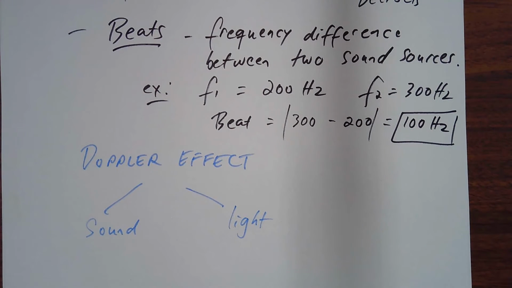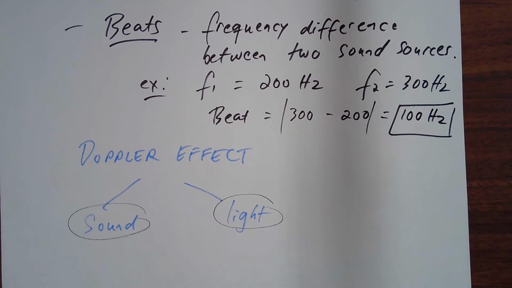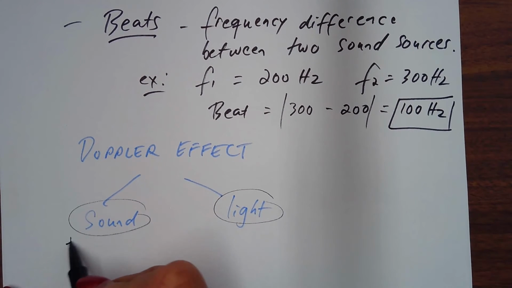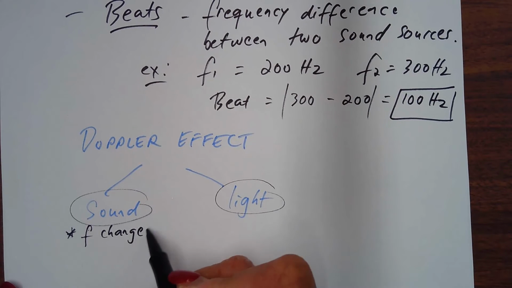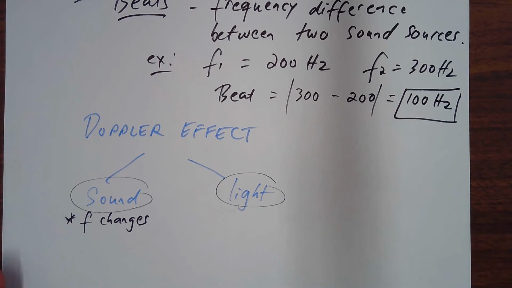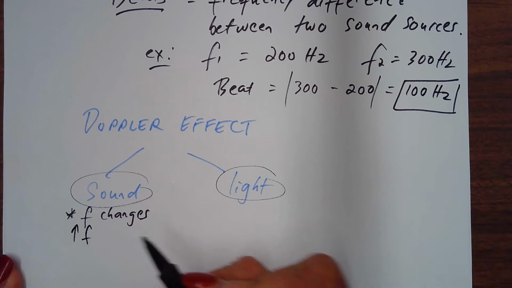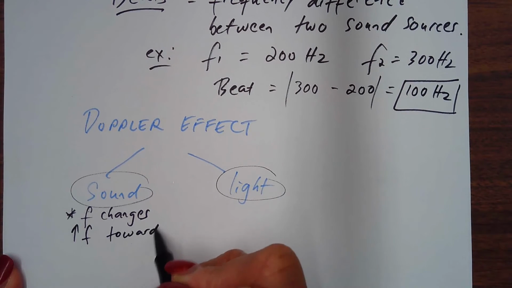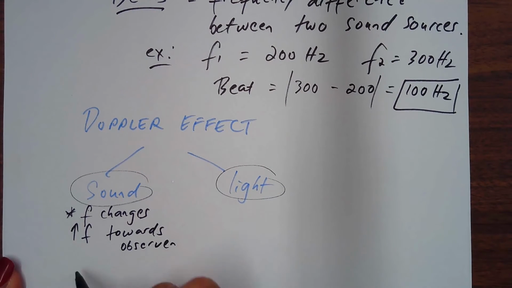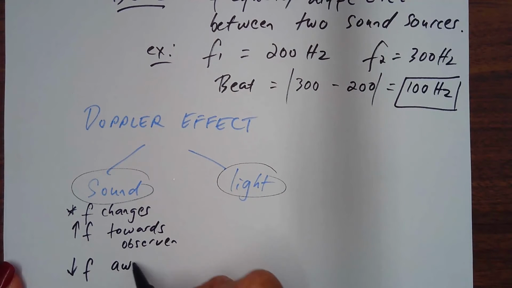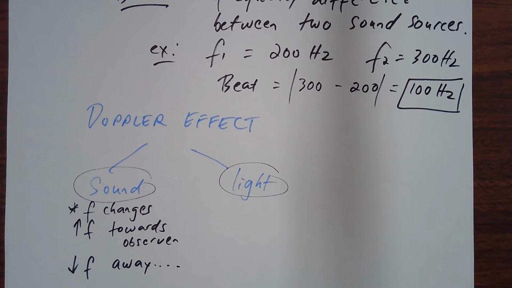So that's the one that we just heard, and I'm going to take a look at what about light waves. Okay, so I just put here light waves also exhibit Doppler effect. So let's write down something here. Sound waves, the frequency is the one that changes. An increase in frequency means the source is going towards the observer, and a decrease in frequency means the source is moving away from you.